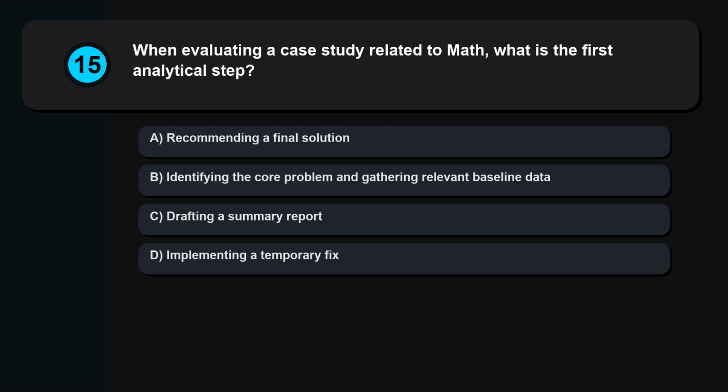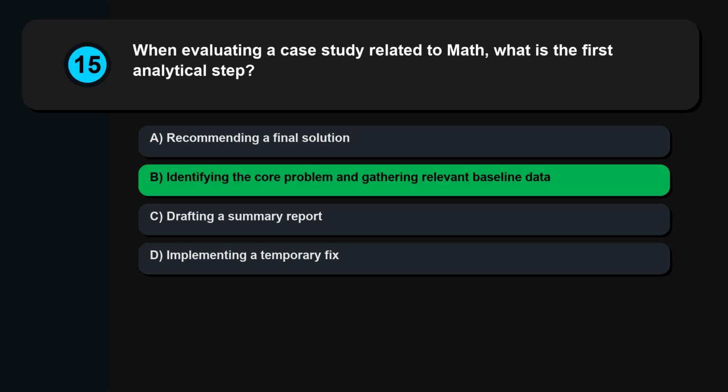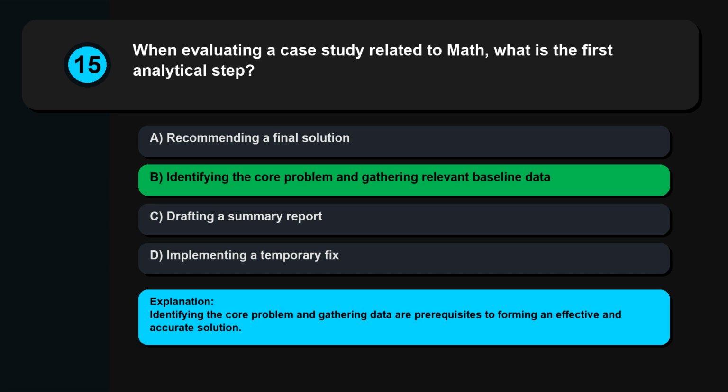Question 15. When evaluating a case study related to math, what is the first analytical step? Recommending a final solution, identifying the core problem and gathering relevant baseline data, drafting a summary report, implementing a temporary fix. Identifying the core problem and gathering data are prerequisites to forming an effective and accurate solution.